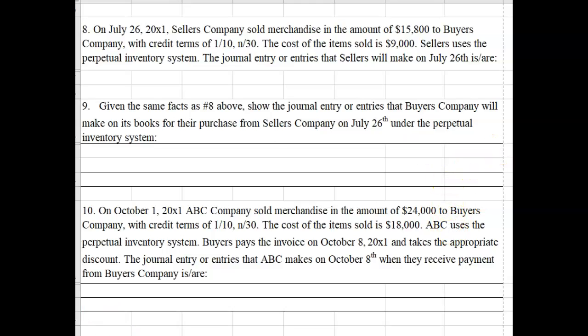On January 26, 20X1, Sellers Company sold merchandise in the amount of $15,800 to Buyers Company, with credit terms of 1/10 net 30. The cost of the items sold is $9,000. Sellers uses the perpetual inventory system. The journal entry or entries that Sellers must make on January 26 to record the sale is or are.